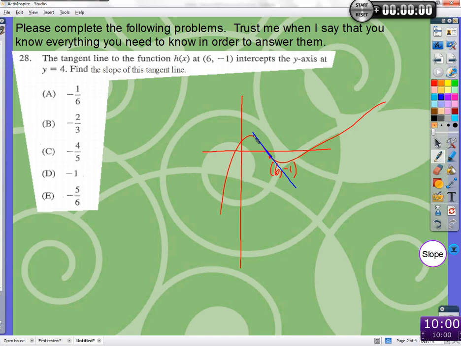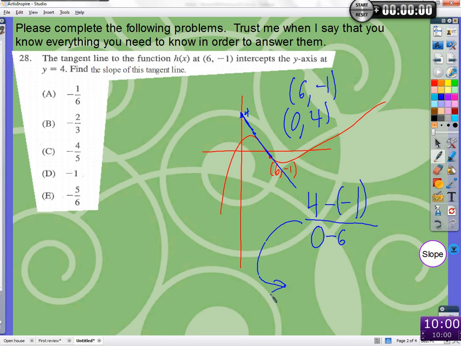It intercepts the y-axis at 4, so we're going to have another point, a 4 here. That goes right through the y-axis at 4, so we have 2 points now. We have one point at (6, -1), and then we have (0, 4). Then we do the slope formula: y2 minus y1 over x2 minus x1. Keep them straight. So 4 minus negative 1 is plus, that'd be a 5, and 0 minus 6 is negative 6. So we have negative 5 over 6.